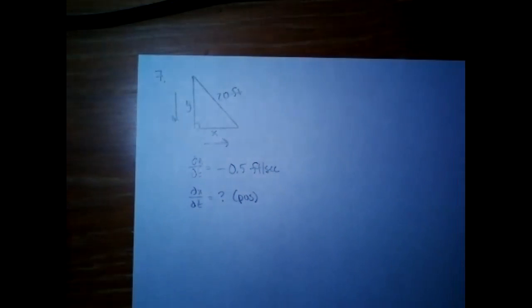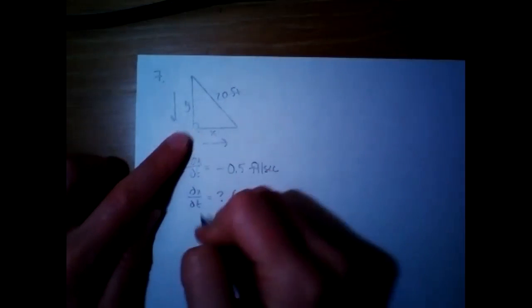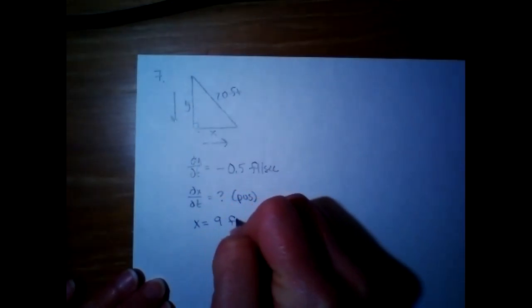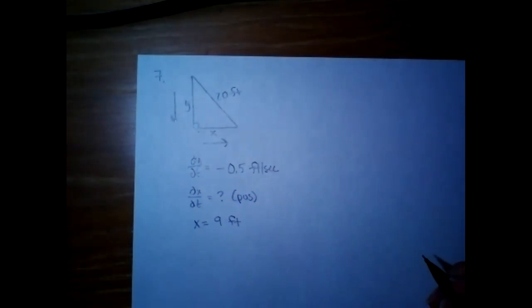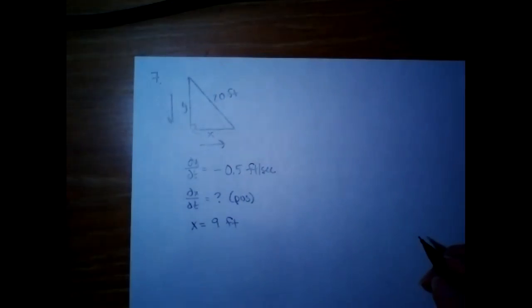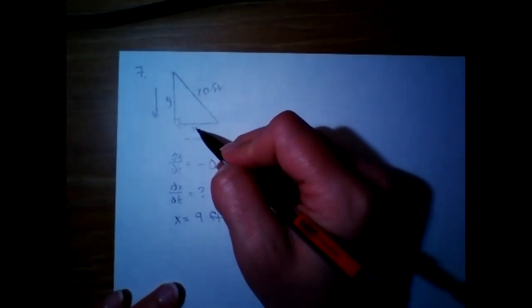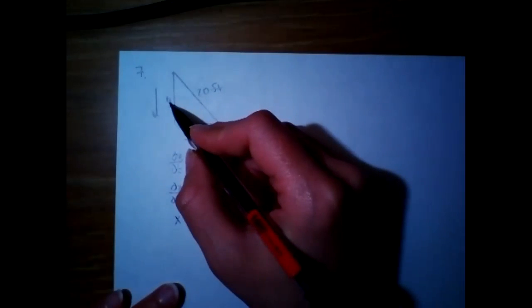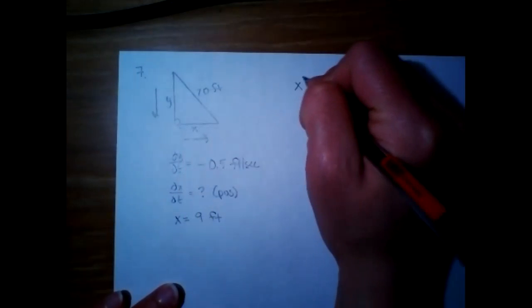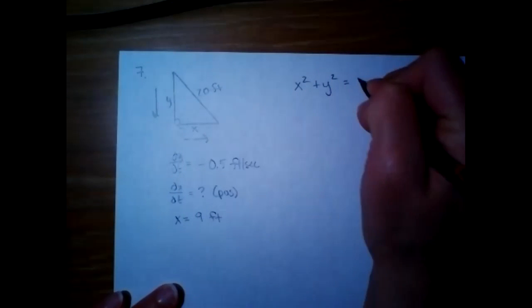And then we have pause, so let me read through. When the foot of the ladder is 9 feet from the wall, so when x is 9 feet. So that's all the information we were given. The relationship between the variables is going to be x squared plus y squared equals 20 squared, which would be 400.